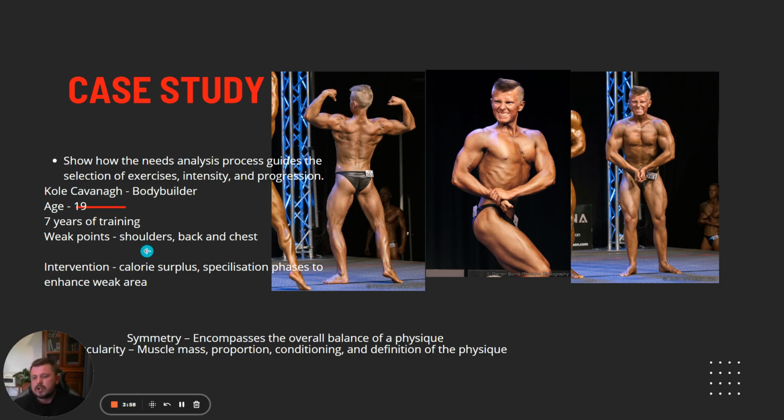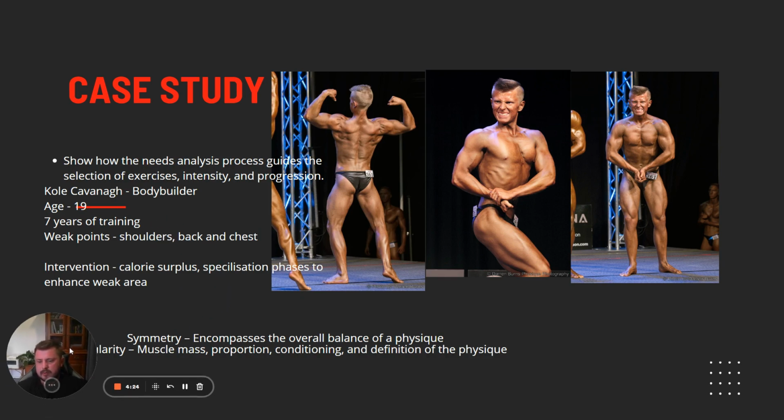And then the intervention would be, so again, once we had done needs analysis and what they're looking for in the division, we need to be able to say, okay, the intervention would be eating a caloric surplus to put on that tissue, and specializations to enhance the weak areas. So again, attributing more of our training volume, because volume is a dictator of muscle growth, to the weak points of this physique or this athlete. So it'd be shoulders, back, and chest would get more of the distribution of volume as we progress forward.